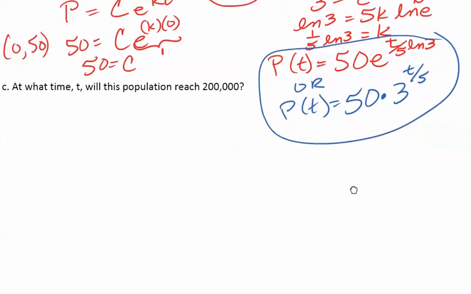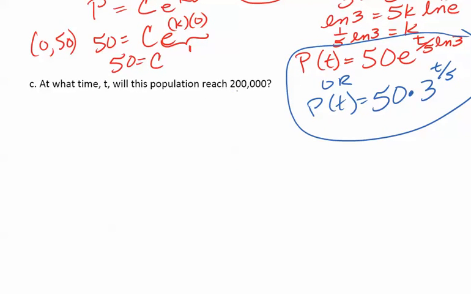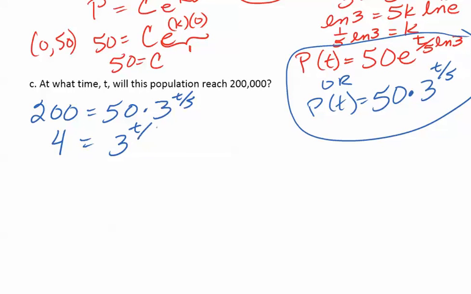Our last part of this problem is, when will the population reach 200,000? Well, be careful about this. We're really just setting our population to 200 because remember in the problem it talked about the population in thousands. So we want to just set this to 200 and then solve for the variable t. So we might as well pick this one as long as I just wrote it. Divide both sides by 50 to simplify first.